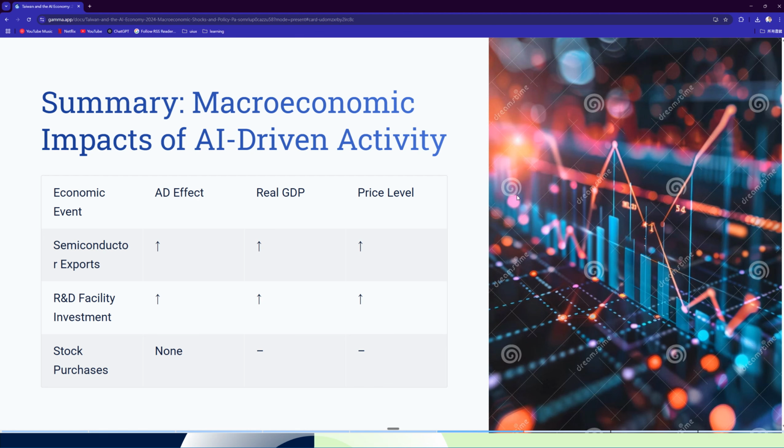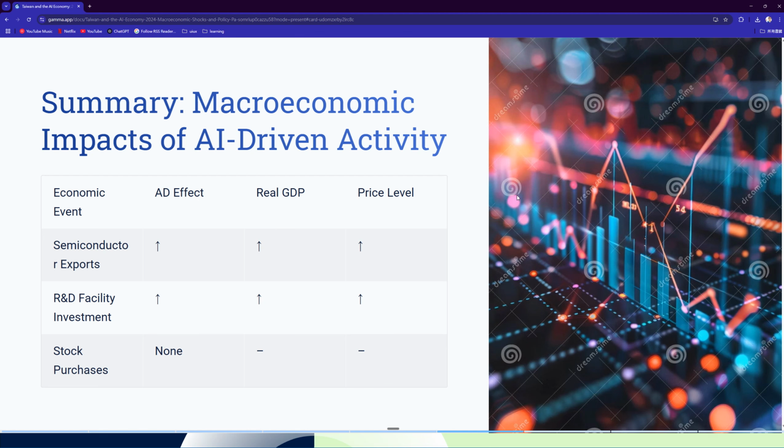Let's now take a moment to summarize everything we have covered so far using this table, which highlights the different types of economic activity and their effects on Taiwan's microeconomy. First row, semiconductor exports. When Taiwan's semiconductor exports increased in 2024, it boosted aggregate demand because exports are a key component of AD. As a result, both real GDP and price level went up in the short run. This is a classic case of demand-pull inflation. Too much demand chasing limited short-run supply.